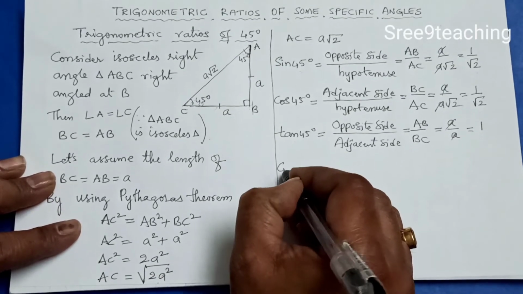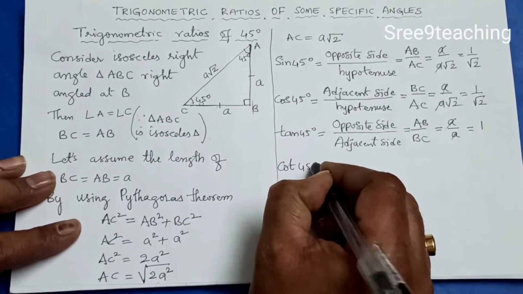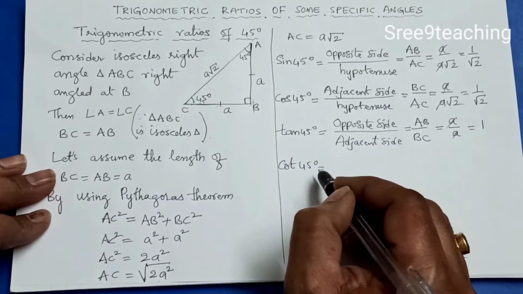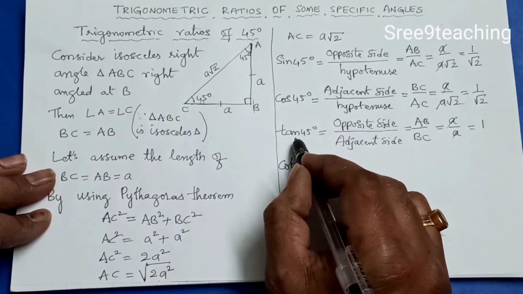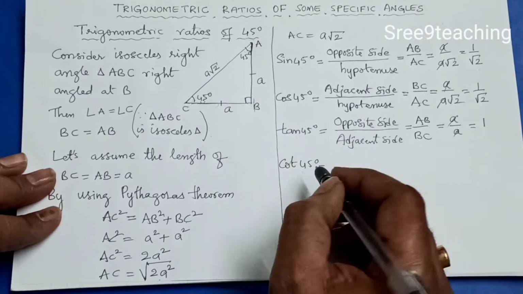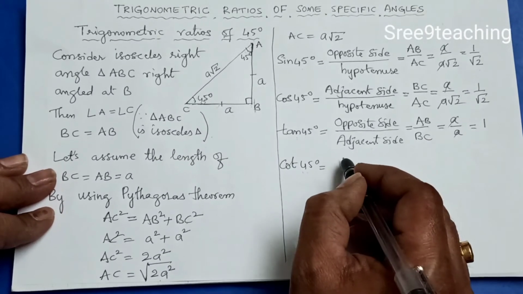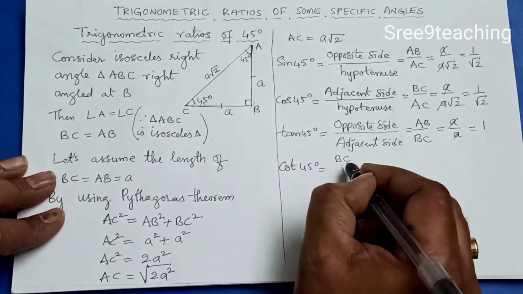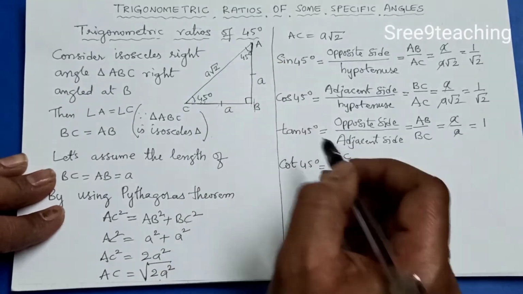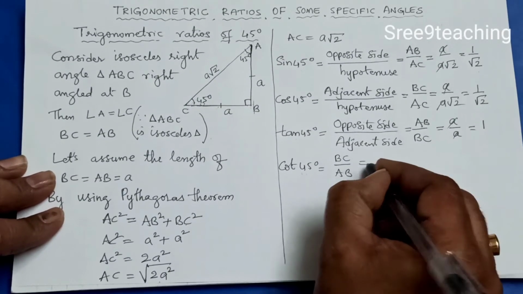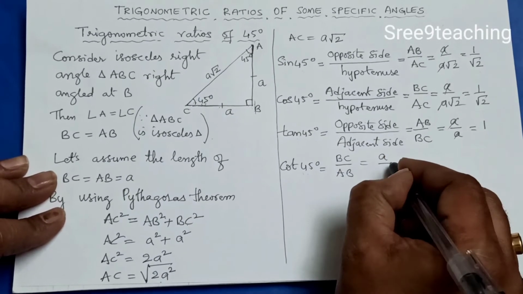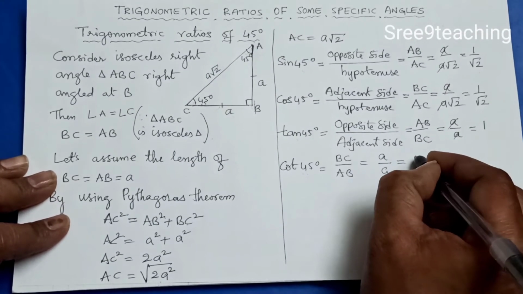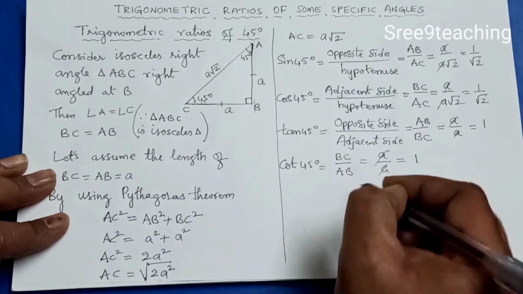Now let us find cot 45 degrees. You know that cot is the reciprocal of tan. Or otherwise, directly I am writing adjacent side by opposite. What is adjacent? BC. So BC by opposite AB. BC value is A and AB value is A. The length of BC is A, the length of AB is A. Hence A by A is nothing but 1 because it gets cancelled.